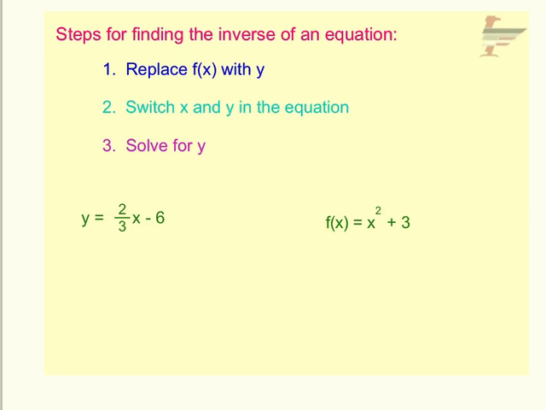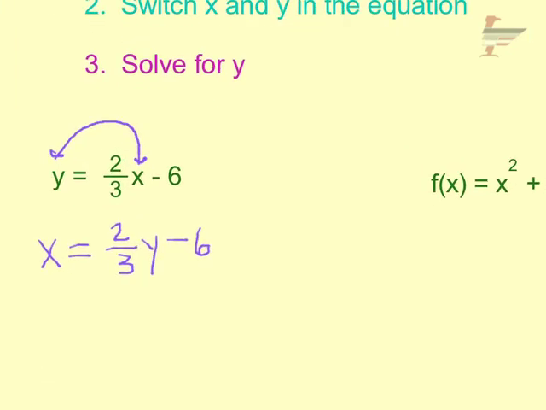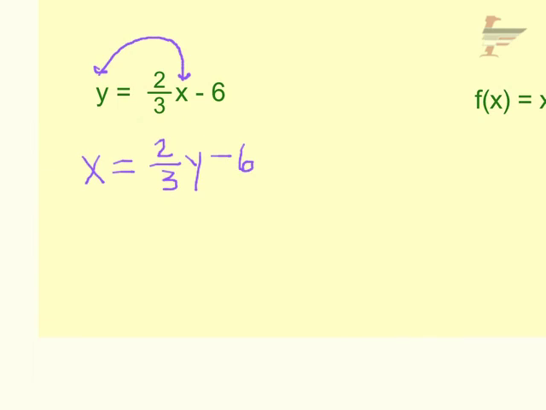So this first example, you can see it already has a y, so we don't need to worry about step 1. Step 2, switch the x and the y in the equation. So what that's going to look like is it's only the x and the y that switch places. So we're going to have x equals 2/3 y minus 6. And then step 3 says solve for y. So if we take this and solve for y, here's our y right here. To get that alone, we'd start by adding 6 to both sides. So we have x plus 6 equals 2/3 y.